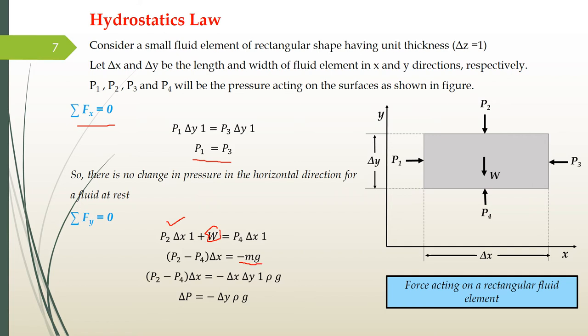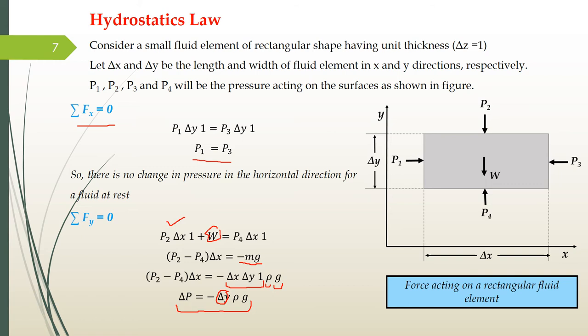W is equal to mg, where m is the mass, and that mass can again be converted into volume into density. So delta x delta y multiplied by delta z, which is equal to 1, is the volume, rho is your density, and g is your acceleration due to gravity. Upon simplification, the change in pressure will be equal to negative of delta y multiplied by rho g. So from here we can say that the change in pressure is dependent upon delta y, rho and g.